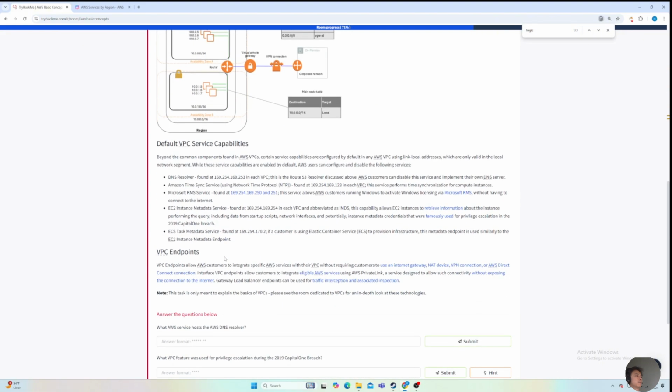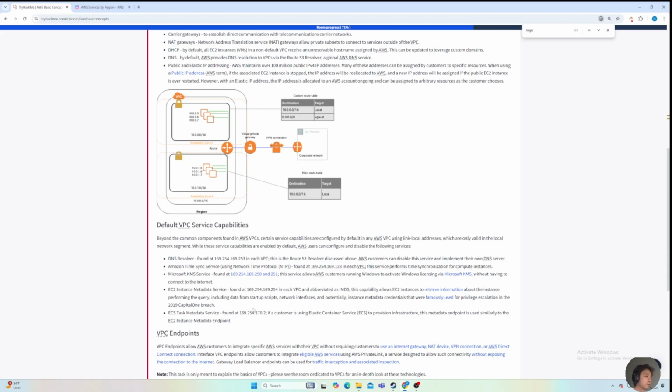Default VPC service capabilities. Beyond the common components found in AWS VPC, certain service capabilities are configured by default in any AWS VPC using link-local addresses, which are only valid in the local network segment. Why are these service capabilities enabled by default? AWS users can configure and disable the following services. DNS resolvers found at 169.254.169.253 in each VPC. This is the Route 53 resolver discussed above. AWS customers can disable this service and implement their own DNS server.